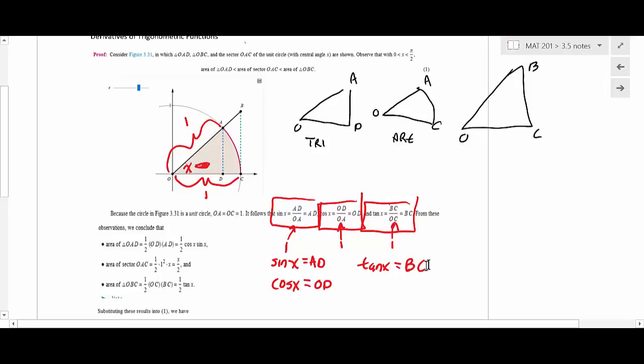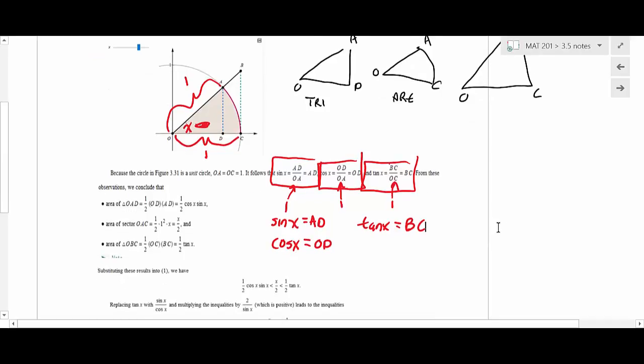Now, here's a couple of other trig things that we're going to do, and I'll see if you understand this or not. We're going to find the area of triangle OAD. Remember, what we're trying to do is compare these 3 areas and set up an inequality, because we're going to use the squeezing theorem on this. So what's the formula for the area of a triangle? 1/2 base times height, right? So I'm doing 1/2 the base, OD, times the height, AD. That's what I'm doing.